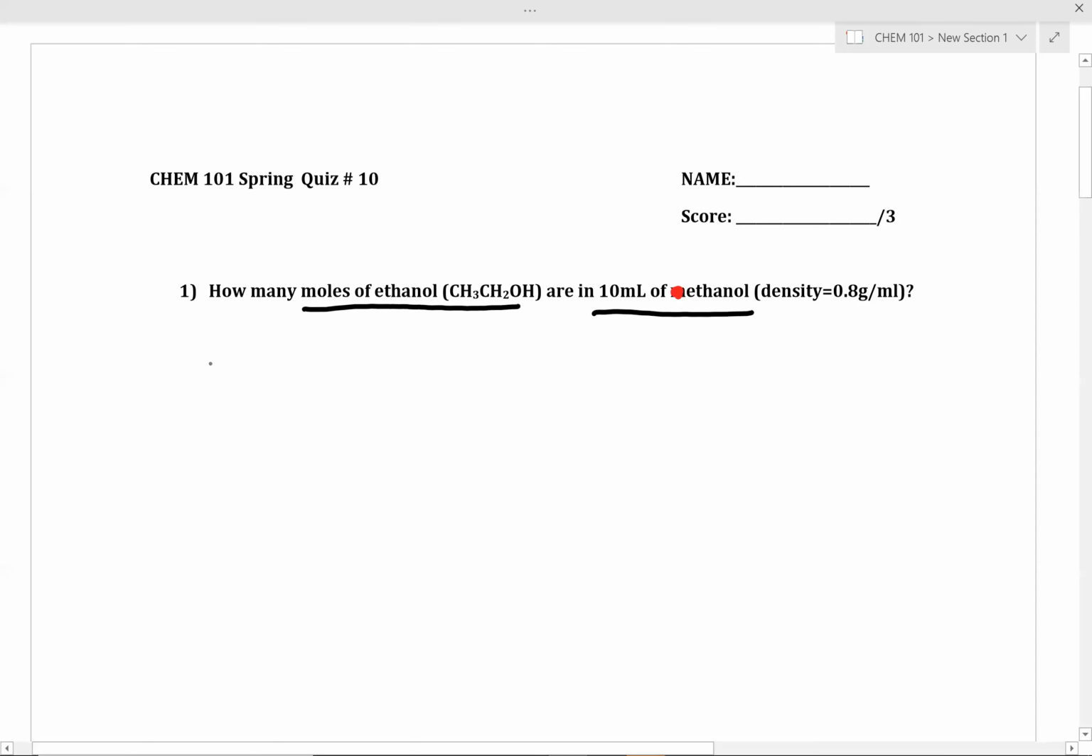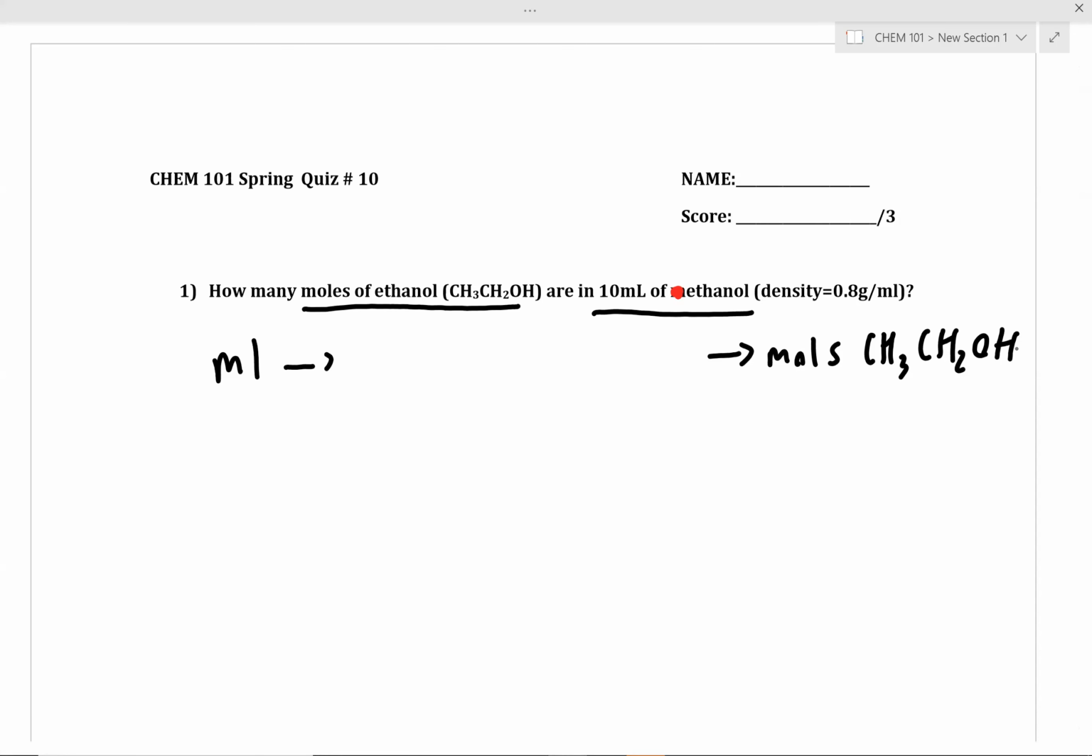So we're starting from the volume, which is milliliters, and in the end, we want to report the moles of ethanol, which is CH3CH2OH. It's a typical organic compound. The exact identity of this compound is not important, but we do know its formula, so we can calculate some useful things. So first, if we want to calculate moles, where do we typically calculate moles from?